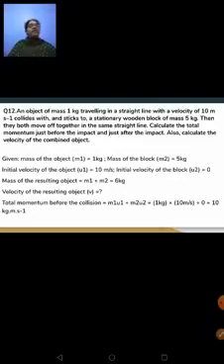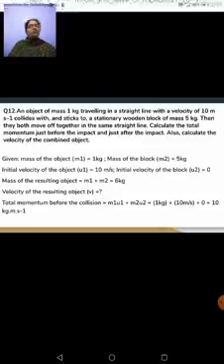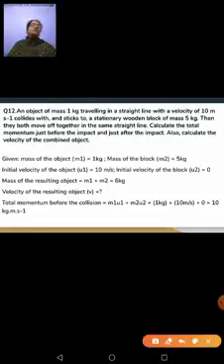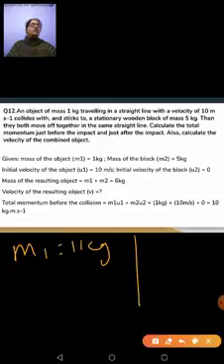So in this sum they have said there are two objects. What are those two objects? One is an object which is moving with the velocity of 10 meter per second. So we'll assume that first object mass as m1, which is equal to 1 kilogram. Second object is your wooden block.